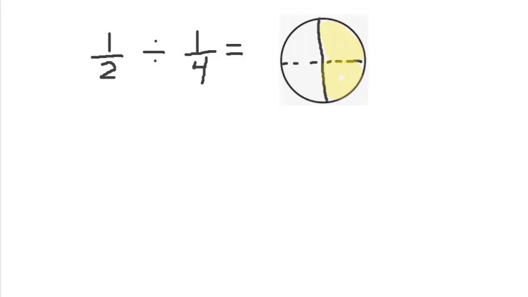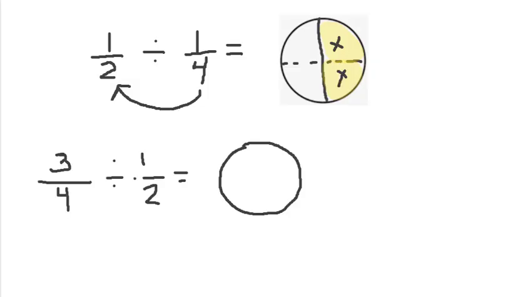Division is really asking one question: how many groups of this number fit into this number? So how many fourths fit into half? We showed this earlier, but that's all it's asking. How many of this number, 1/4, fits into 1/2? So when we ask 1/2 divided by 1/4, we are really asking how many 1/4s will fit into 1/2. And we got that answer. We said 1, 2.